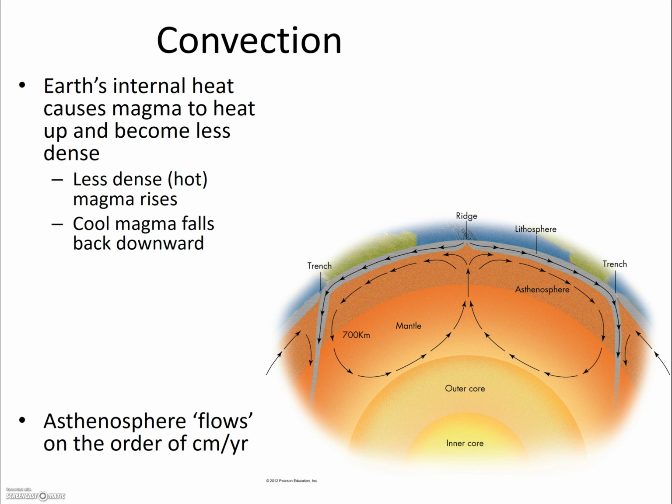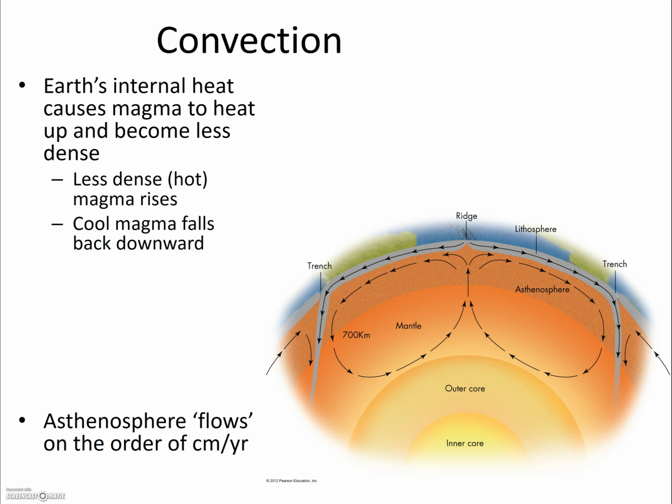Now, these layers don't just sit there. The Earth is dynamic and always changing and moving. Movement in the mantle and asthenosphere causes the lithospheric plates to move. The movement is powered by convection and is illustrated in this picture. Earth's internal heat causes magma to heat up and become less dense. The less dense magma rises towards the surface, cools, and then falls back down to the outer core to be heated up again, becoming less dense and rising, etc.